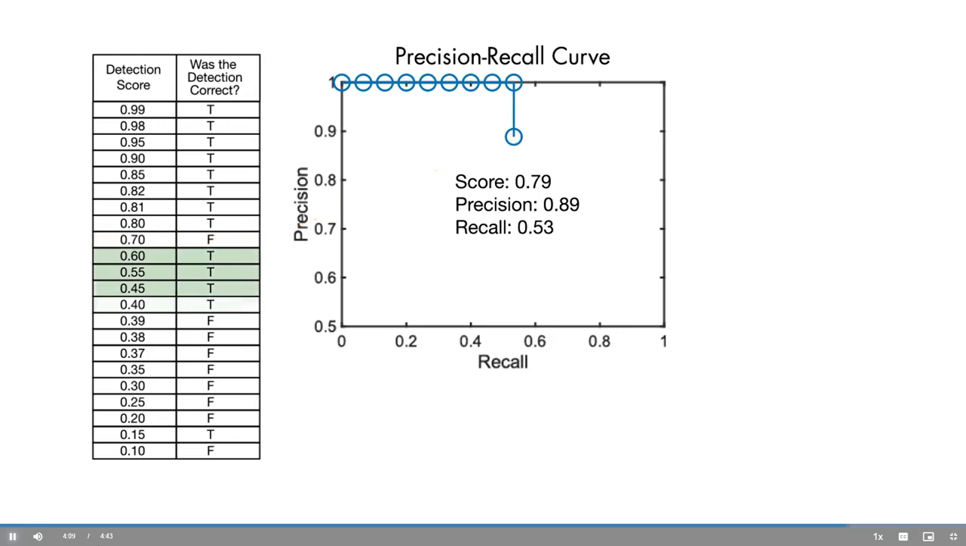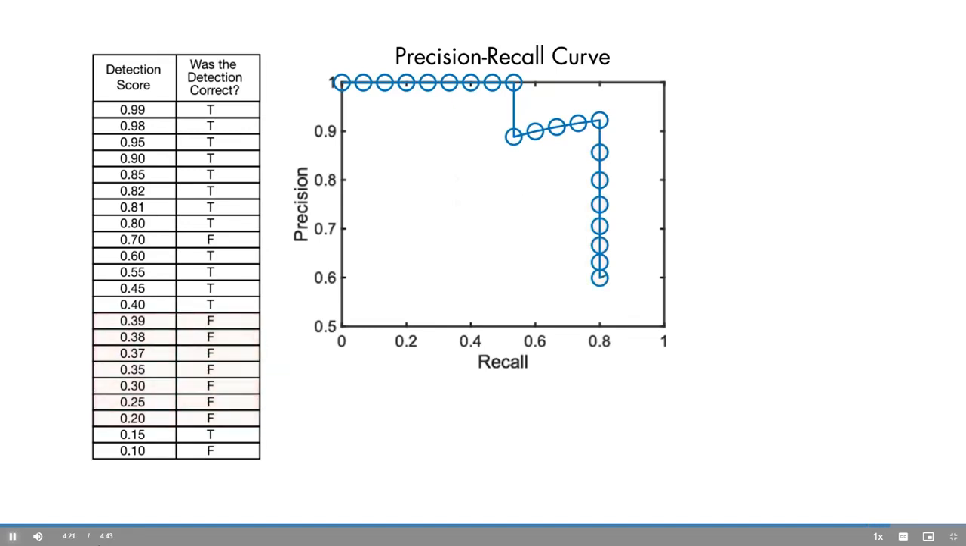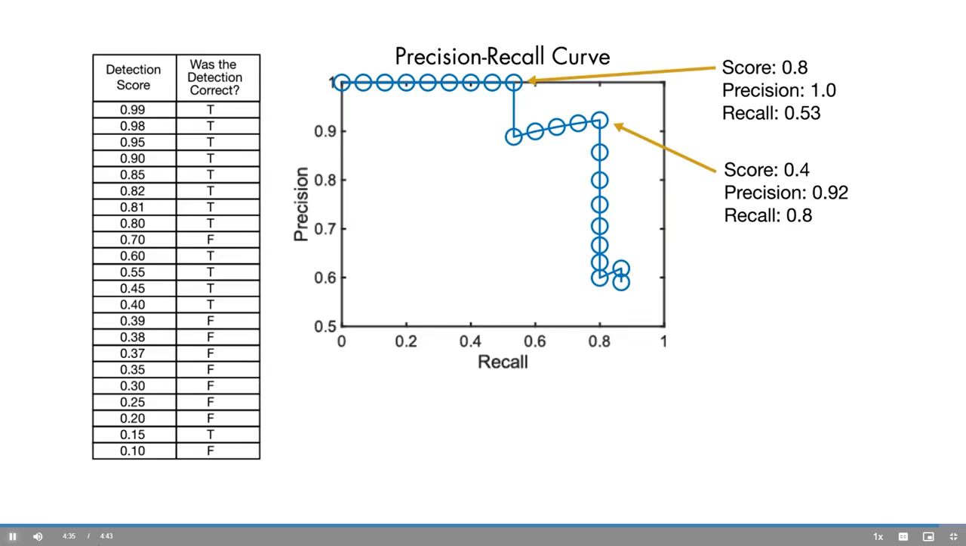Then we have 4 correct detections, so precision and recall go up, followed by a bunch of incorrect detections, causing precision to drop with no gain in recall, and a correct detection, and a false detection. The 2 natural choices for a detection cutoff stand out as elbows in the precision recall curve, 0.8 and 0.4. Let's see how we did with the American Sign Language example.